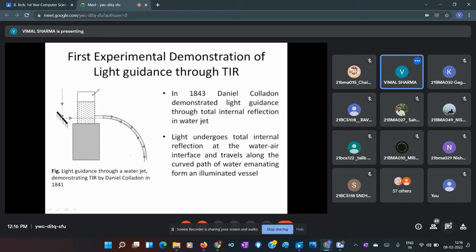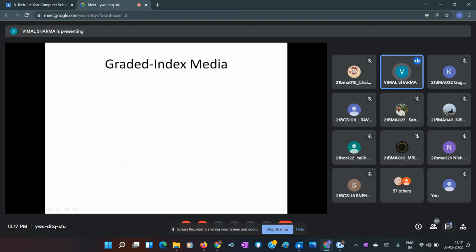So this motivated people that light can be guided through a material which has a refractive index more than air. This is a very beautiful experiment. Then we have graded index medium.